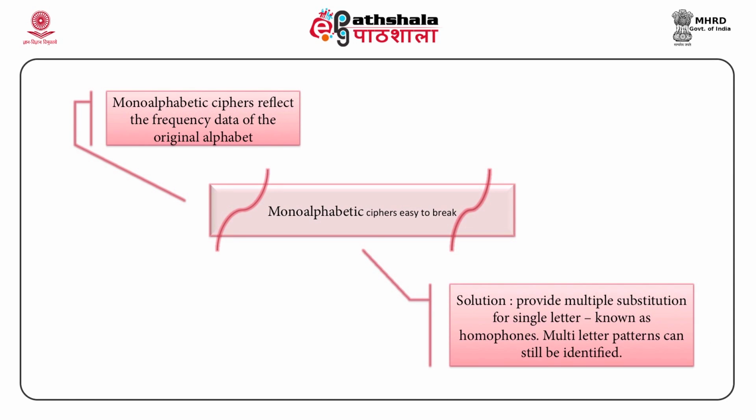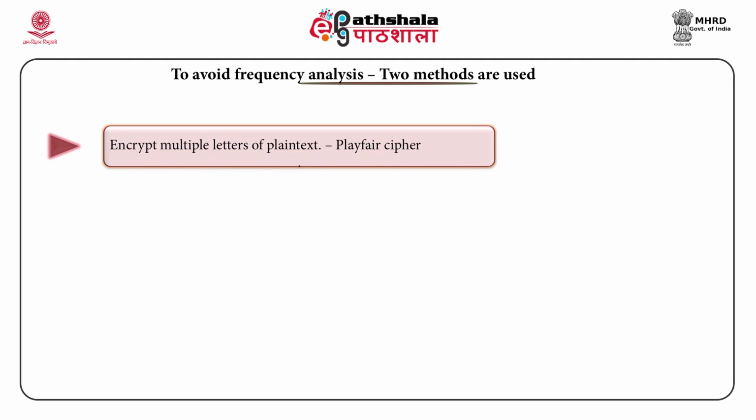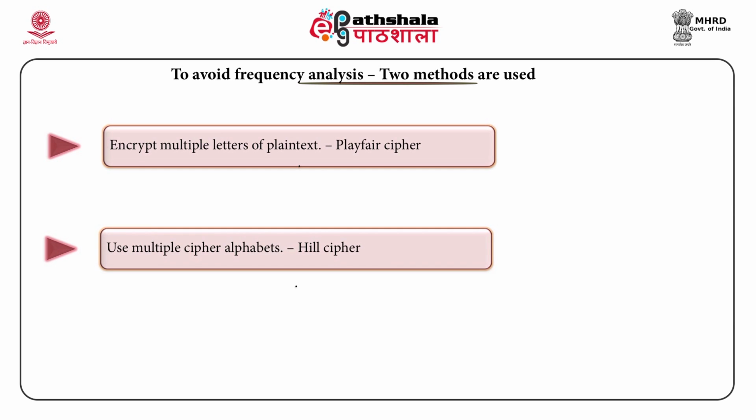Solution. The solution is to provide multiple substitutions for a single letter. This scheme is known as homophones. Multi-letter patterns can still be identified. To avoid frequency analysis, two methods are used. Encrypt multiple letters of plain text, and the second is use multiple cipher alphabets. The first scheme we will apply to the Playfair cipher, and the second scheme we will apply to the Hill cipher. Clear? We talked about two methods: encrypt multiple letters of the plain text, and the second is multiple cipher alphabets.